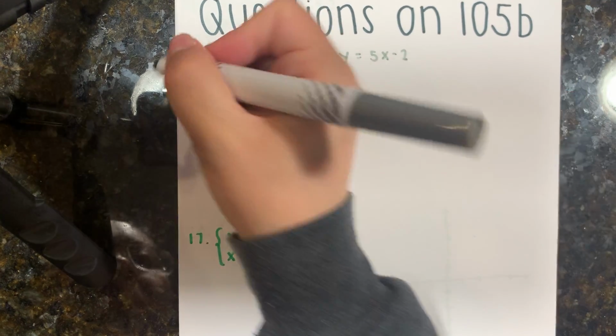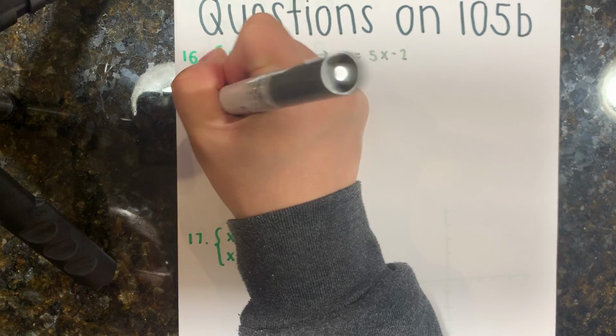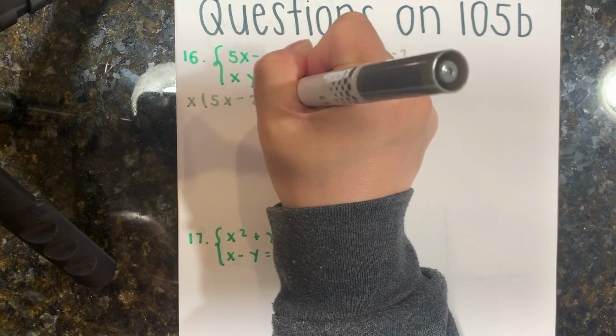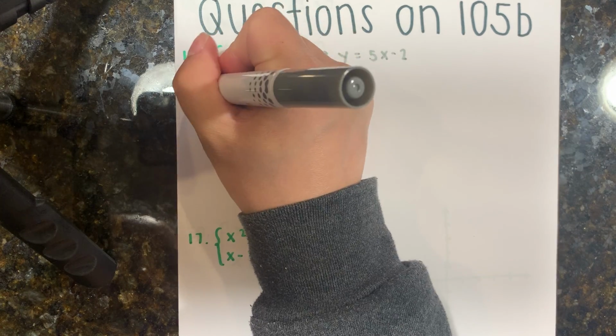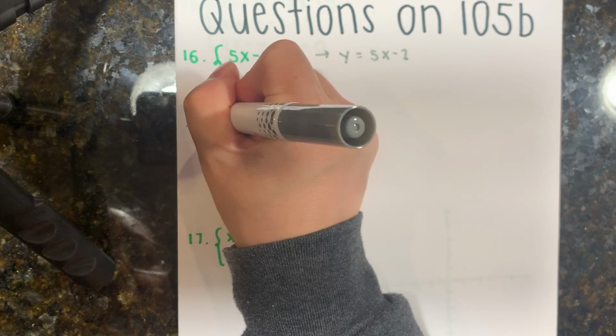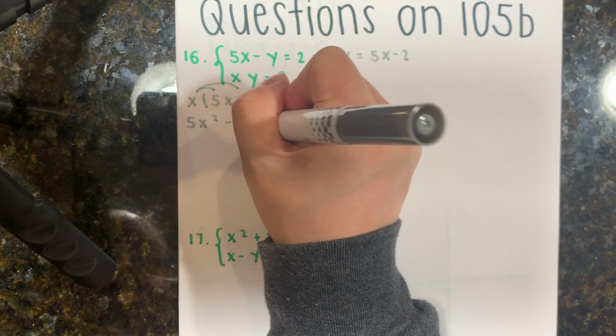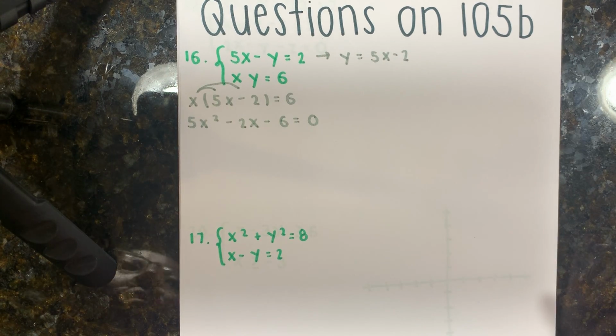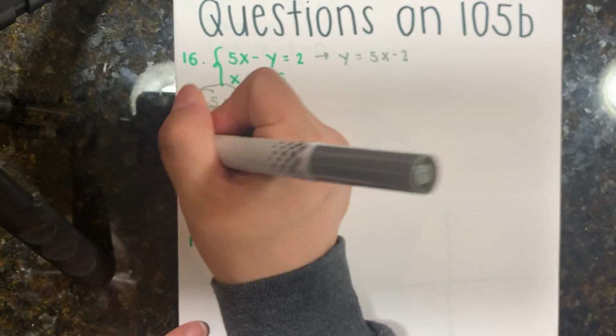Now you're going to take that and plug it into this equation here. So we have 5x minus 2 equals 6. You're going to distribute the x so that you get 5x squared minus 2x and then minus 6 equals 0. To solve, you're going to do quadratic formula.